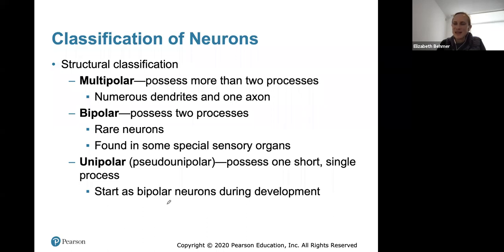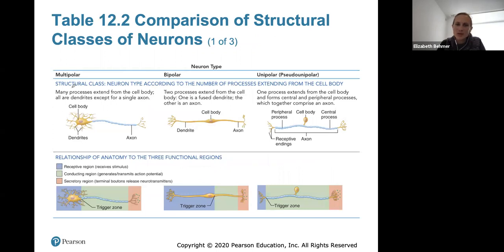We have different classes of neurons. A multipolar can possess more than two processes, where there are numerous dendrites and one axon. Bipolar possesses two processes. This is more rare. We'll find it in your eyes or other special sensory organs. And then unipolar possess one short single process. The most common type of neuron in the body is the multipolar neuron. So here we have multipolar, what that looks like. The bipolar, two processes, and then the unipolar is one process.